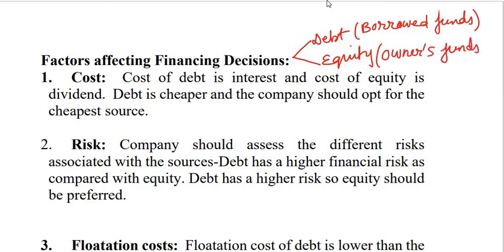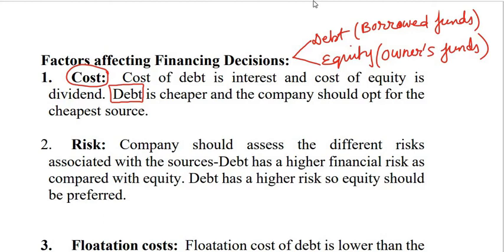So what are the factors that a finance manager has to keep in mind while taking a financing decision? So the first factor is cost. And I have just discussed above that out of debt and equity, which is costly? Equity is costly for the company, whereas debt is cheaper. Therefore, a finance manager will normally opt for a source which is cheaper. So keeping other factors constant, the finance manager will choose debt because debt is cheaper as compared to equity.